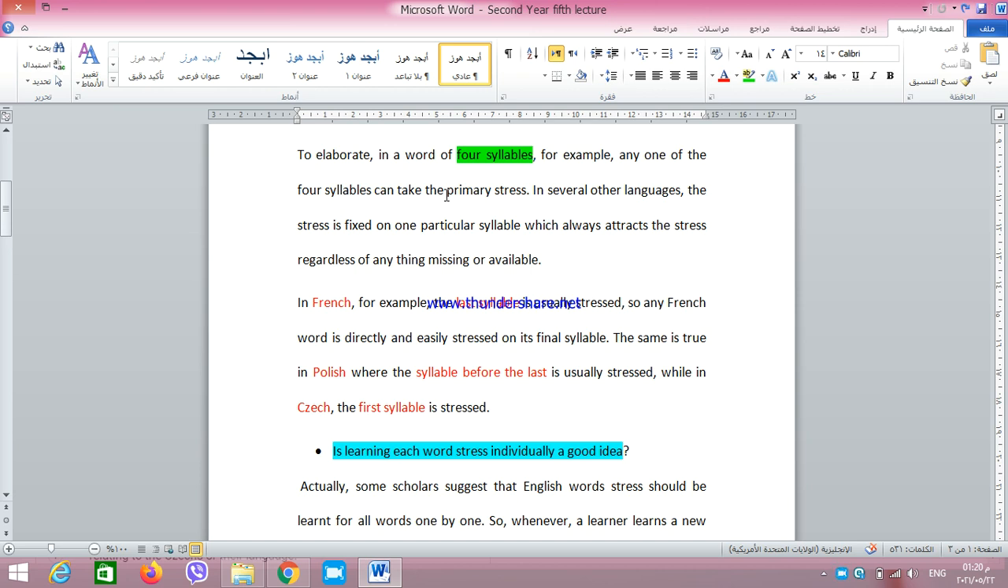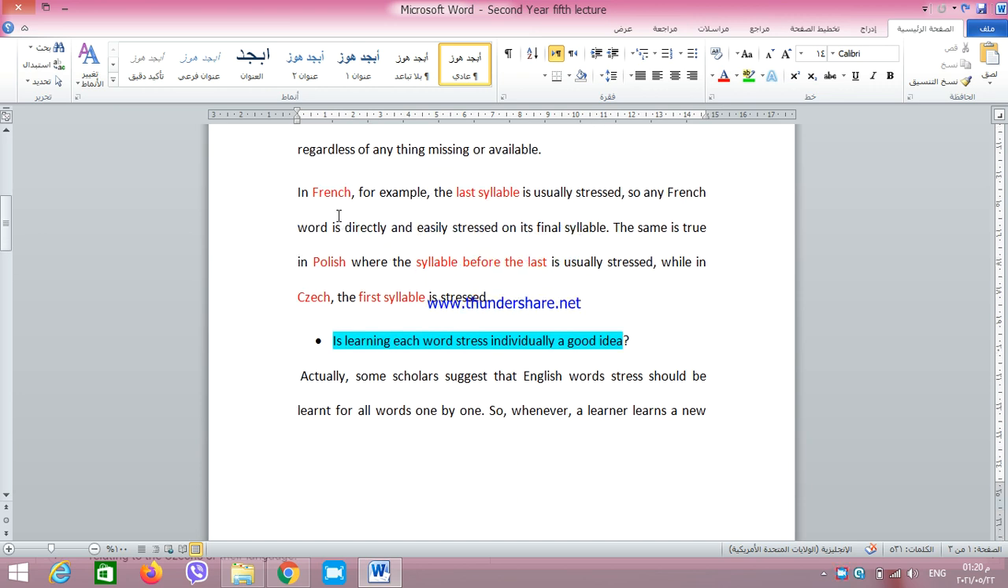In several other languages, the stress is fixed. That is, it is always on the same syllable. But unfortunately, this is not the case in English. Let's start with some examples of languages in which stress position is always the same. It is fixed. In French, for example, the last syllable is usually stressed. So whenever you have a French word to stress, go to the last syllable and give a stress. So easy. Any French word is directly and easily stressed on the final syllable.